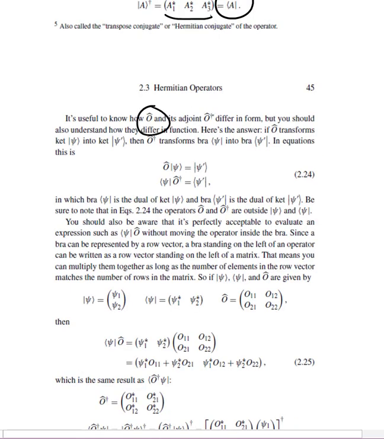So that's how O and its adjoint, O cross, differ in form. But what is the difference in their function? Well, here's how I think of it.